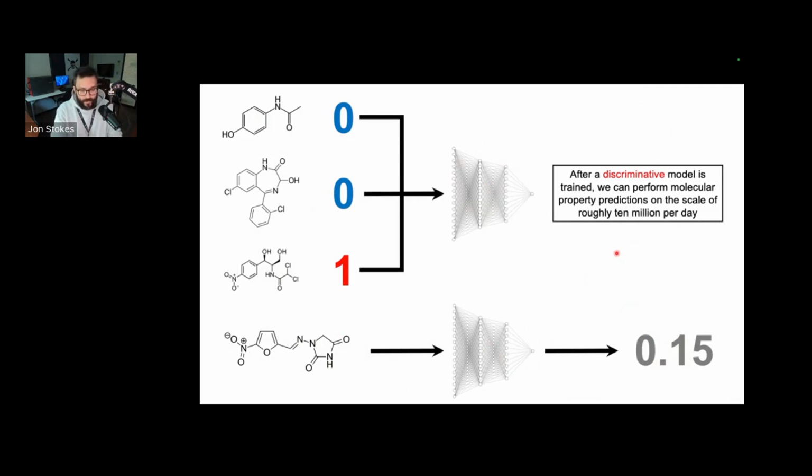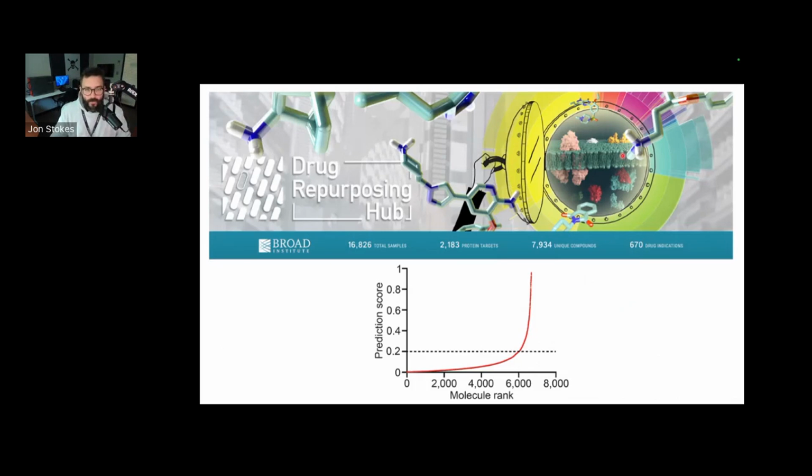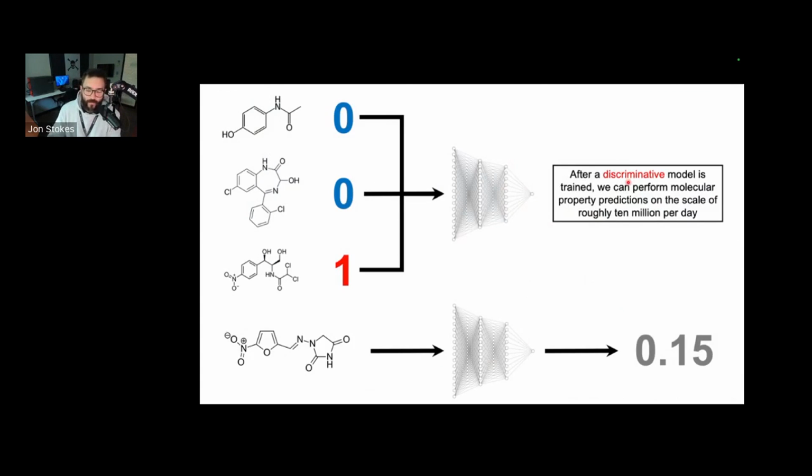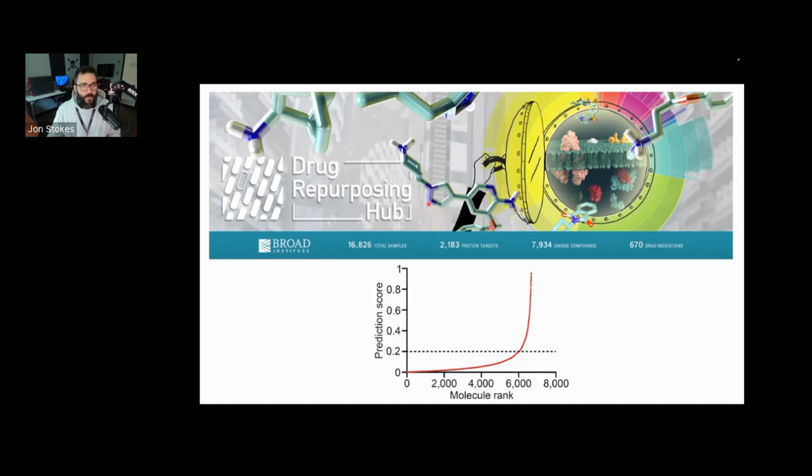And just to provide some sense of scale, after a discriminative model is trained, using available infrastructure we have here in the laboratory, we can run predictions on the scale of 10 million per day, give or take. So once we trained our model, in this case on the 7,500 molecules, we wanted to run a very small scale prediction set. So we turned to the Drug Repurposing Hub, which is a repurposing library housed at the Broad Institute. At the time, it contained about 8,000 molecules. So we took all those molecules, ran predictions on them using our trained model. And what we observed was this plot here.